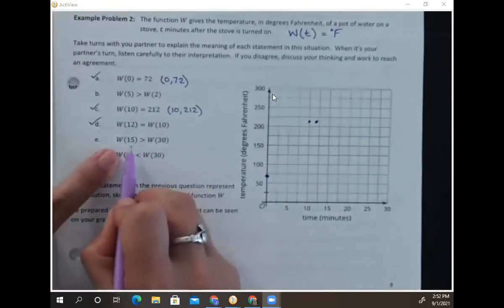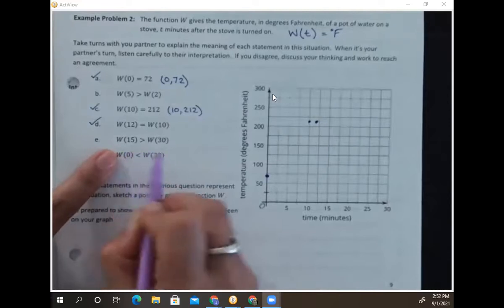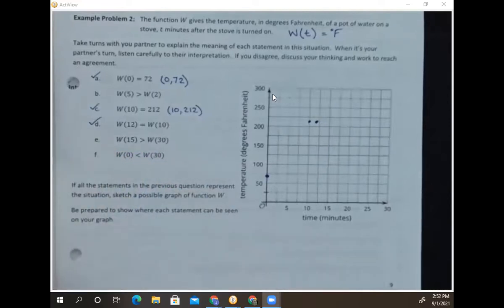For E, W of 15 is greater than W of 30. What information do I get from there? Yeah, the water is hotter at 15 minutes than at 30 minutes. So that tells me my water is cooling down between 15 and 30 minutes. Again, I don't know exact temperatures, but I do know that relationship there.